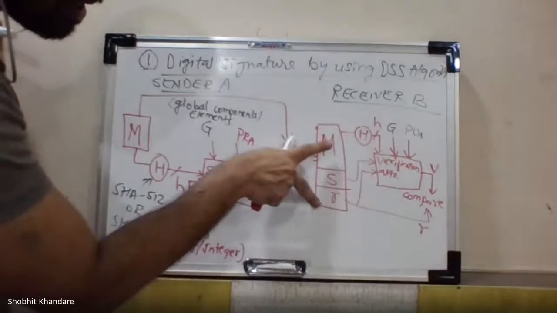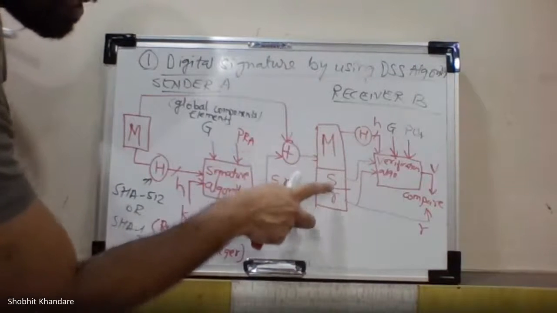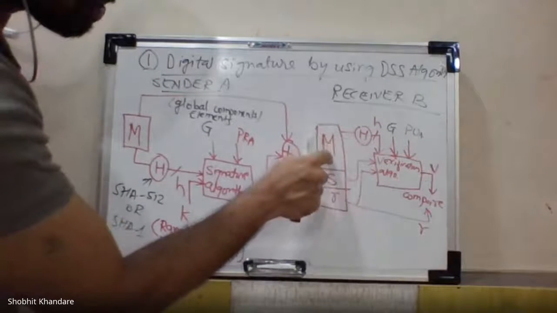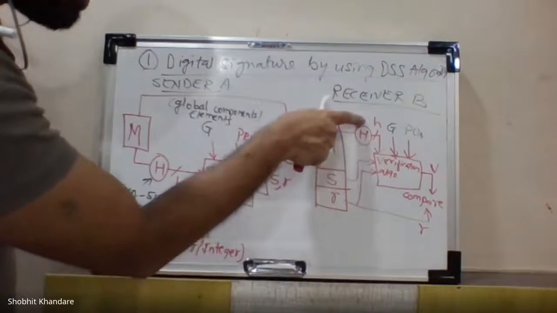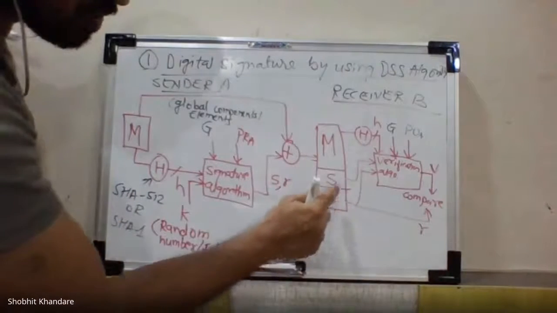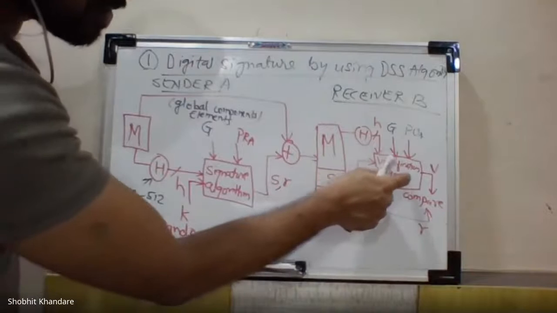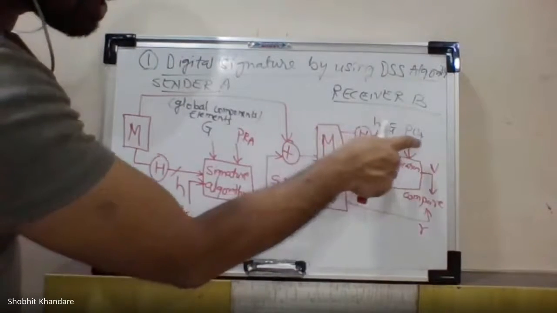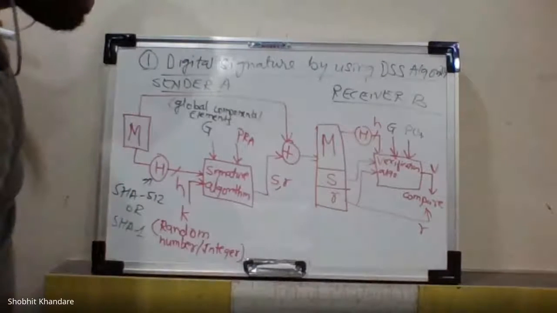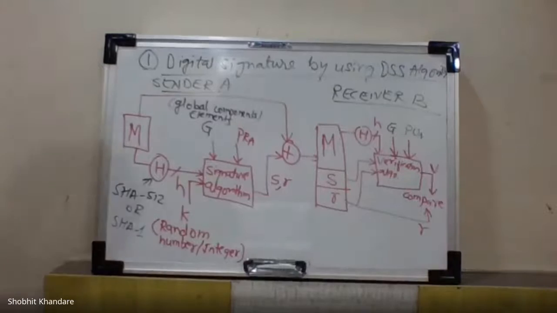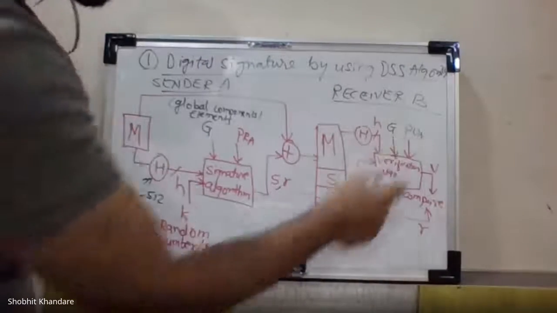So the plain text message is appended with the S and R output of the signature algorithm. Then on this message we use the hash function, so we get the hash code. Along with the hash code, we have S and R given as input to the verification algorithm. Two more inputs are capital G and PUA, that is the public key of sender A.